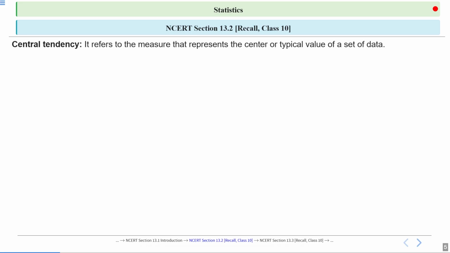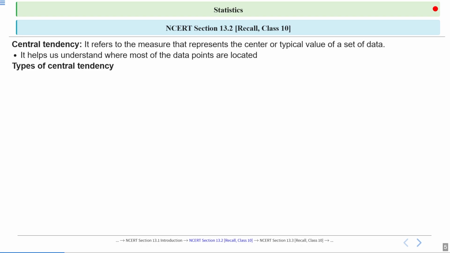Now, we will discuss central tendency. Central tendency is a key concept in statistics that helps us identify the center or typical value of a data set. It helps us understand where most of the data points are located, giving us a clearer picture of the data's overall distribution.